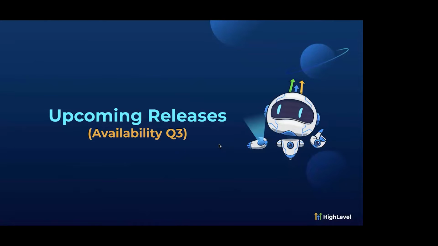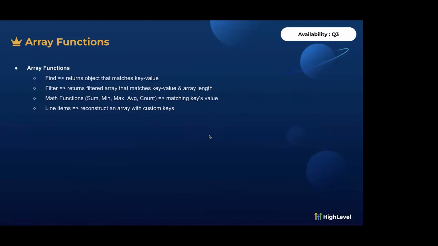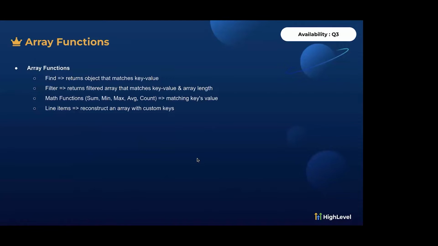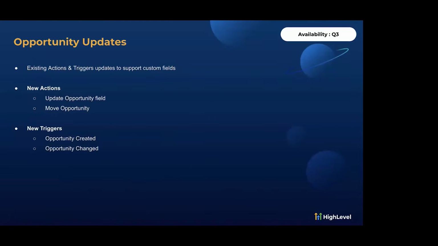So moving forward, the upcoming releases. We know custom fields were introduced in opportunities. So we are updating the existing action and trigger to support custom fields, which is in progress and already in QA. We can expect it sooner. Followed by it, we are planning to introduce new actions to support opportunities, because the existing action has a lot of limitations in it. We are coming out with a new action to update any opportunity field or move a particular opportunity across the pipelines based on the particular use case.